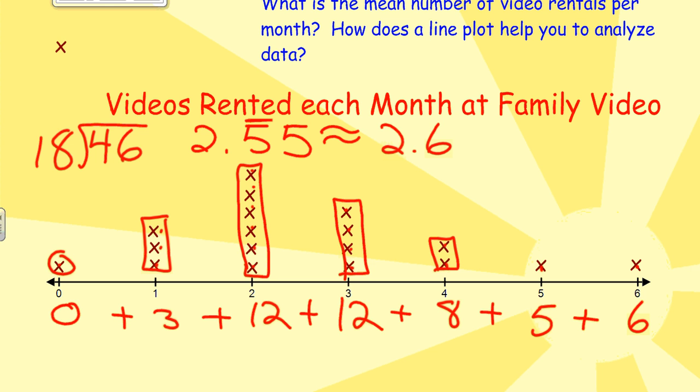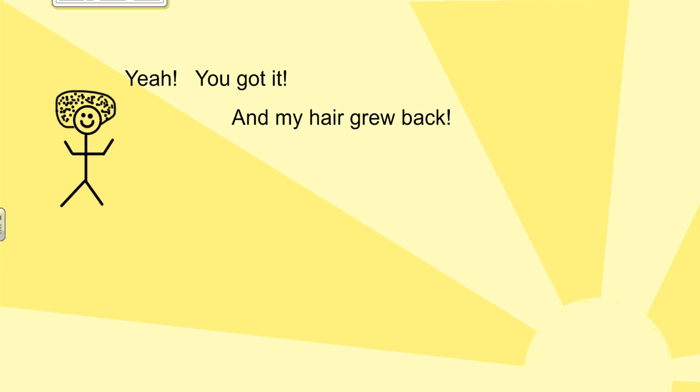Finally, how does the line plot help you to analyze the data? Well, we can real quickly see about where the median is going to fall. We could also find the range very quickly, and we can add them together to still find the mean. This is one way that we might use a line plot to help analyze data.